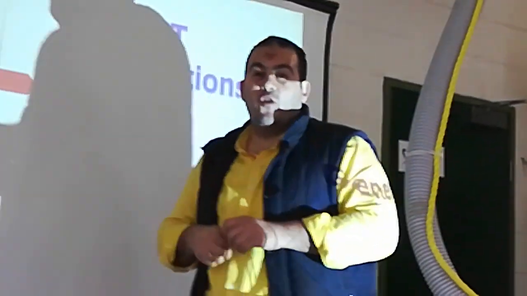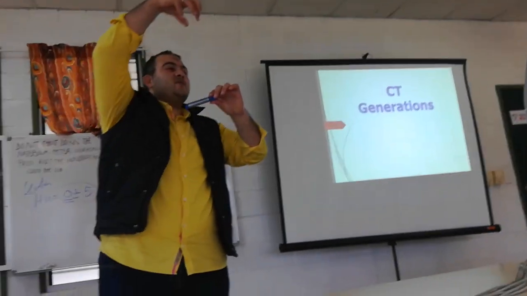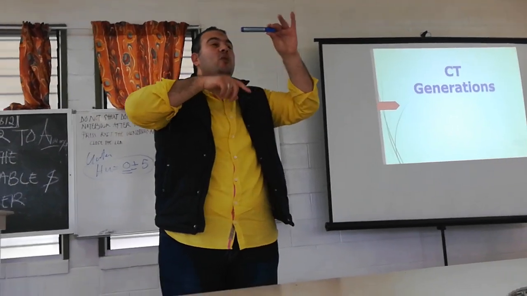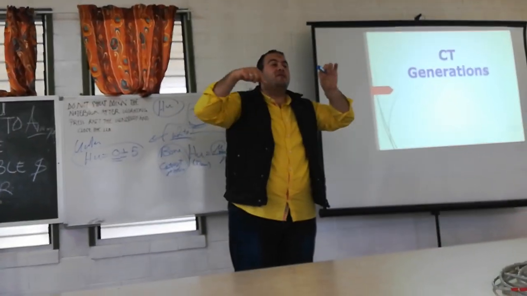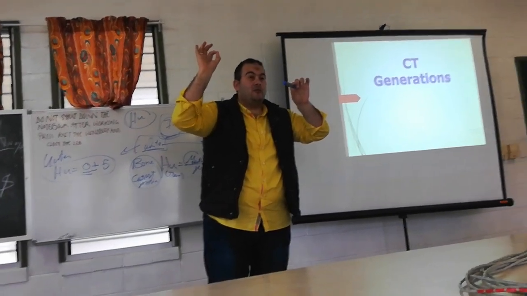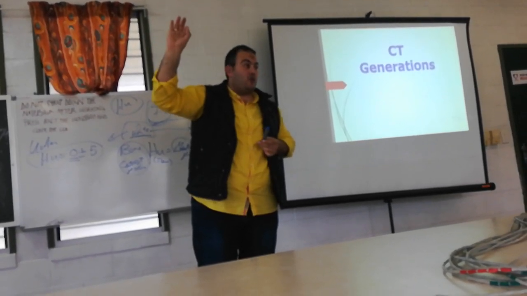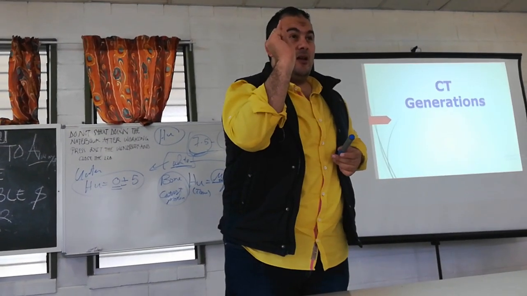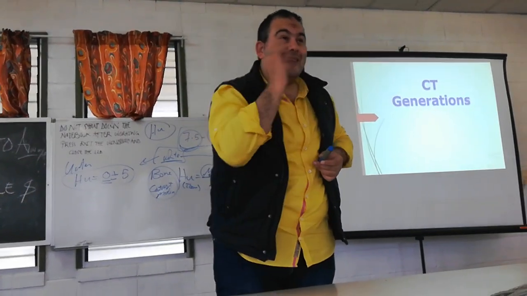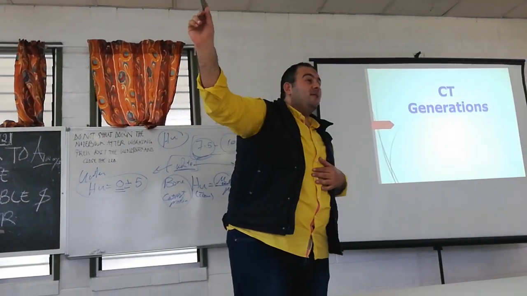You will find the generations of CT. Nowadays, we need an X-ray tube and detectors, and the patient will be in the middle. If I have a single row of detectors, now we have 16 rows of detectors. Each row contains from 800 to 900 detectors. Now we have 16 rows of detectors.